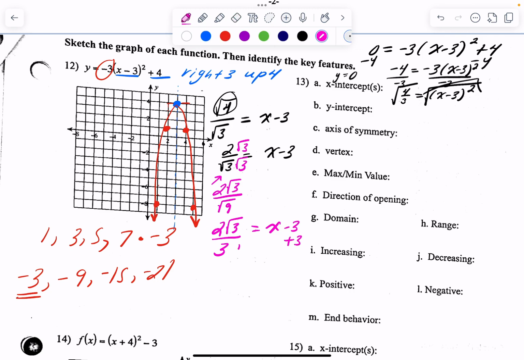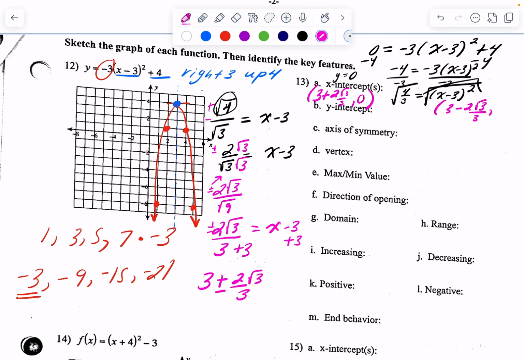We're then going to add 3. So we have 3 plus, oh, and I also should have said this, and I didn't, and bless my soul, it's very important. When solving by taking square roots, you need a plus and minus in front. So we actually have plus and minus 2 square roots of 3 over 3. So our x-intercepts are 3 plus 2 roots of 3 over 3, comma 0. And also 3 minus 2 roots of 3 over 3, comma 0.